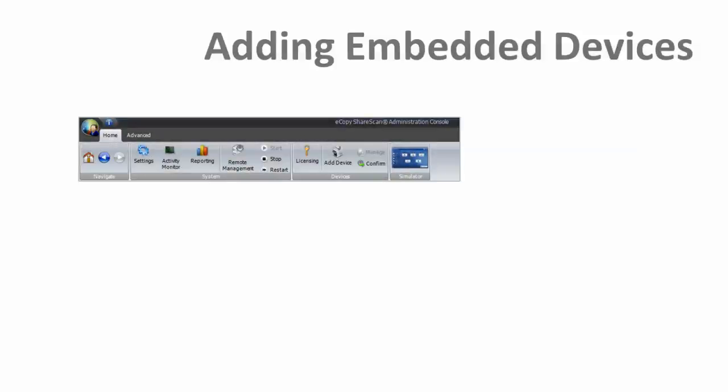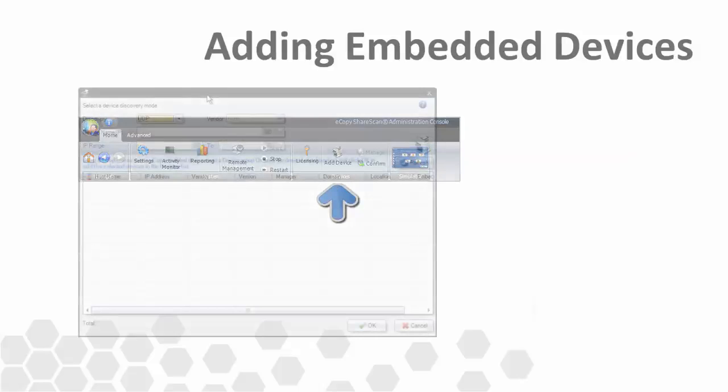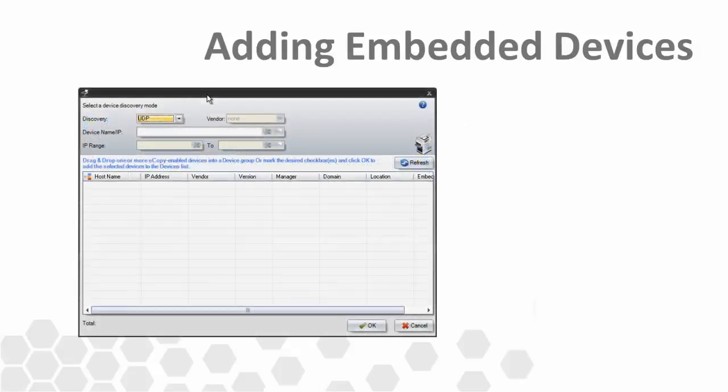From the Home toolbar, click the Add Device button. The Add Devices window then appears. The window displays available eCopy-enabled devices along with information such as hostname, the IP address, the vendor, client software version, and the manager that is currently managing the device.